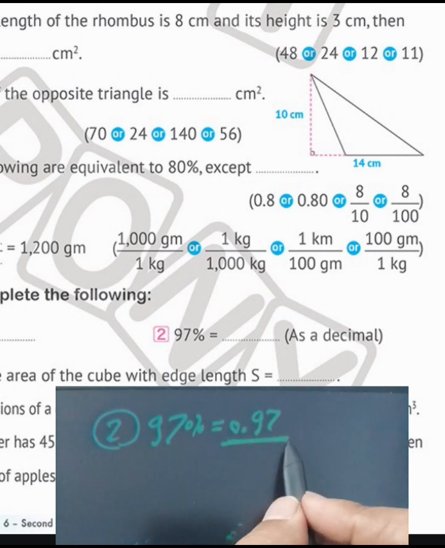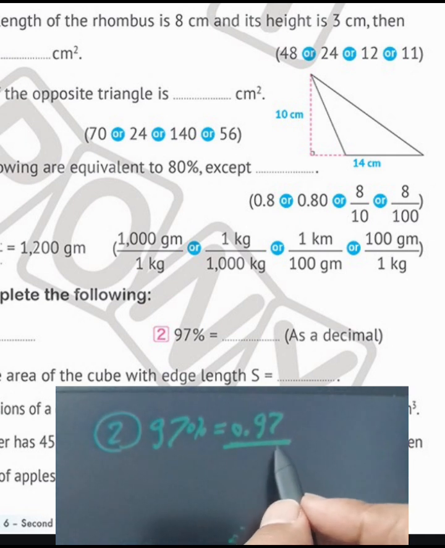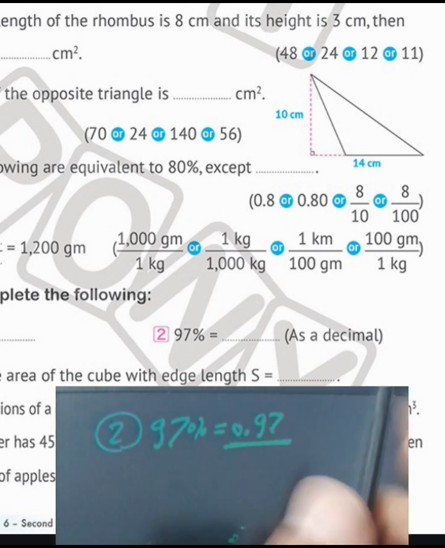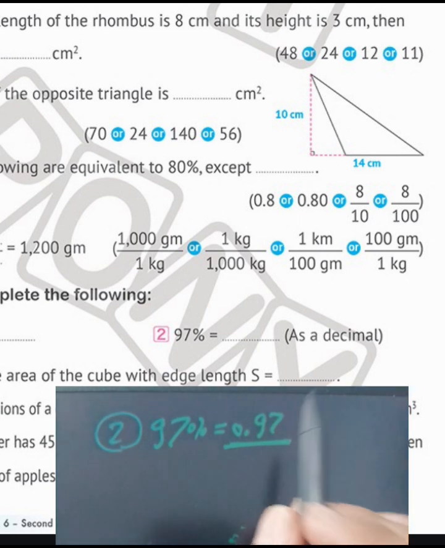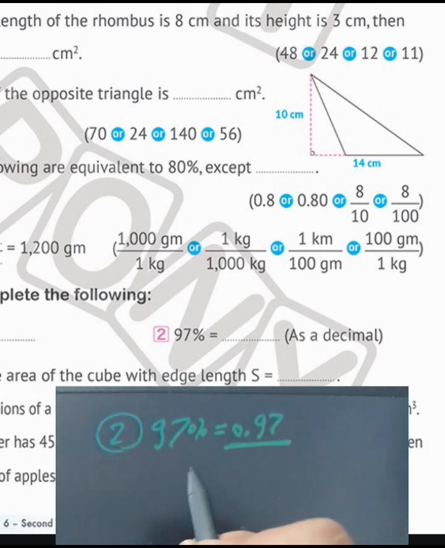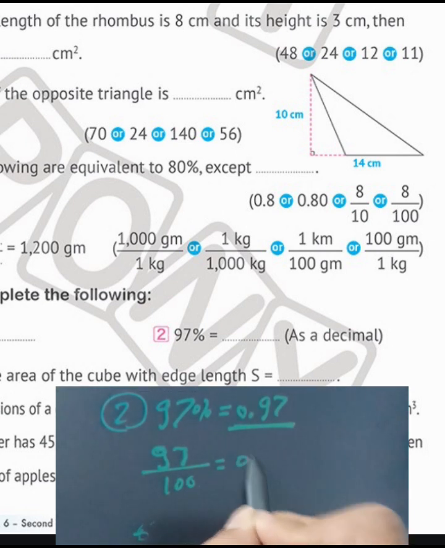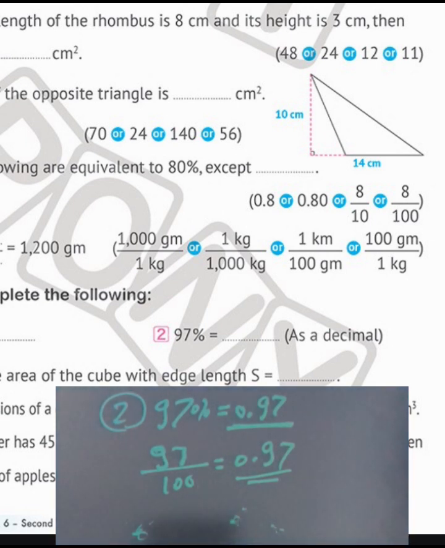97 hundredths. You write this number as a decimal. We know a decimal number is a number less than 1, lying between 0 and 1, such as 97 hundredths. We call this a decimal number. Why do we put the point here? Because 97 hundredths means 97 over 100, and you must put the point after 2 places. Then the result will be 0.97.